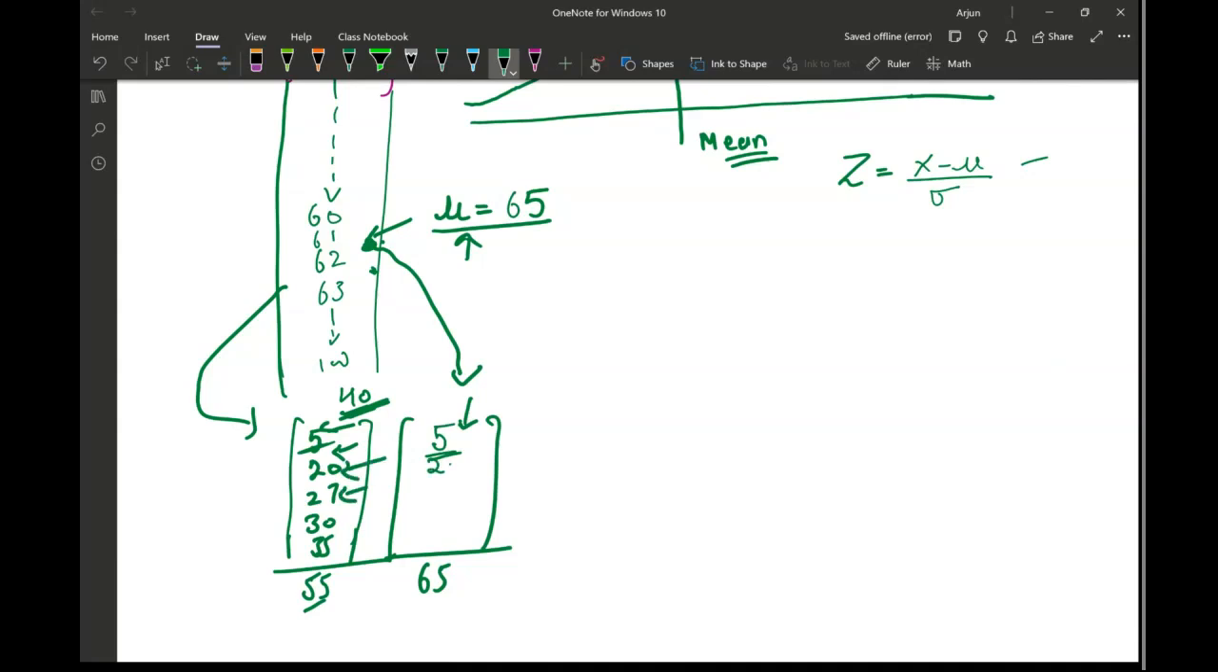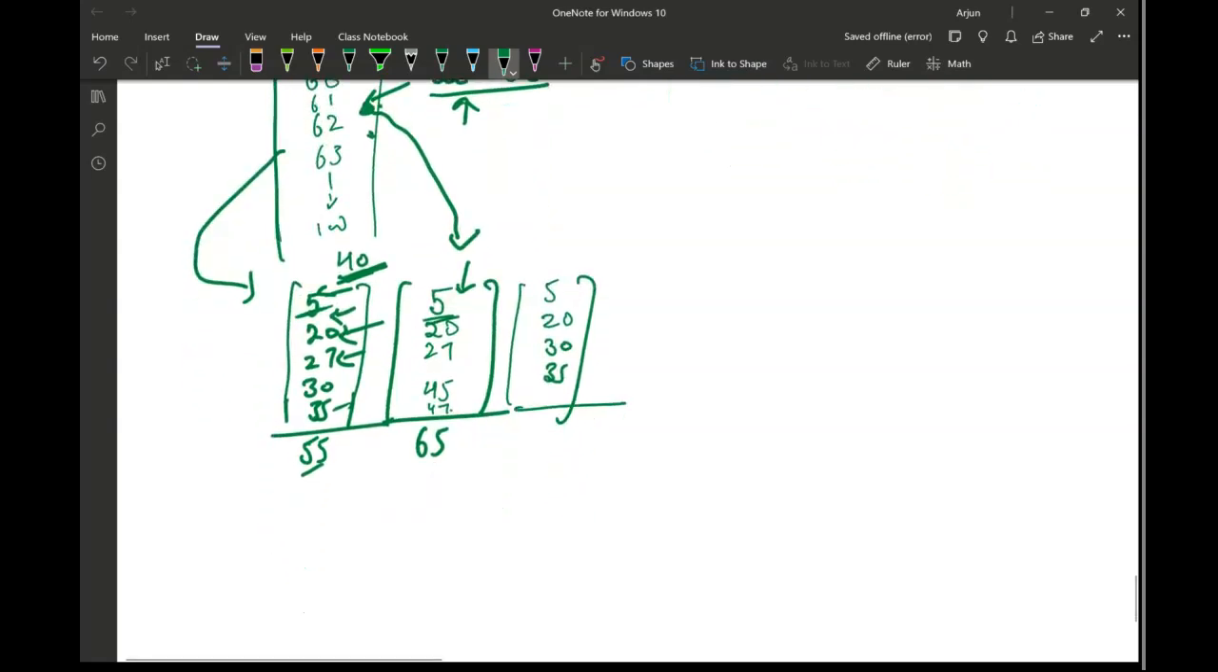For example, I can take 5, 20, 27, but rather than taking 35, someone with the 45, 47. Another sample can be 5, 20. Now another age can be 30, 35. So this way I started collecting a lot of samples, and I started getting the averages from those samples also.